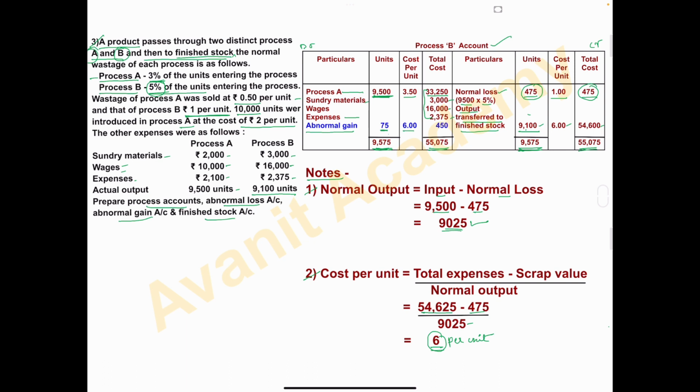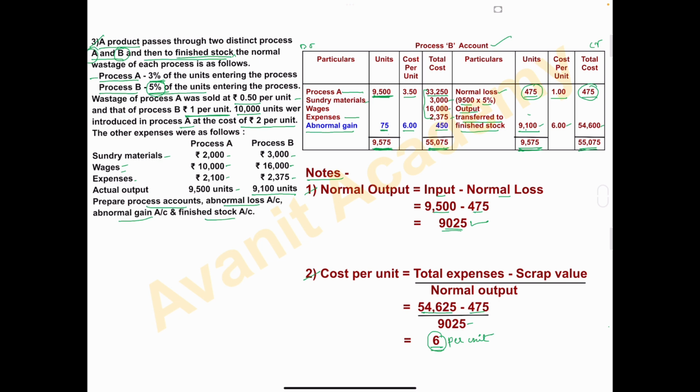Multiply this 75 into 6, you will get 450. Now the total will be the same, that is 55,075 total cost and units 9,575. Got this process B account? In process A account, we have got abnormal loss, and in process B, we have got abnormal gain of 75 units. So the process accounts are over.